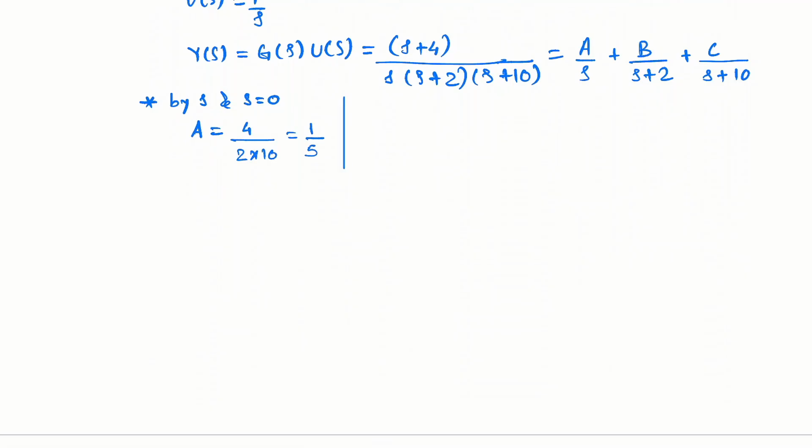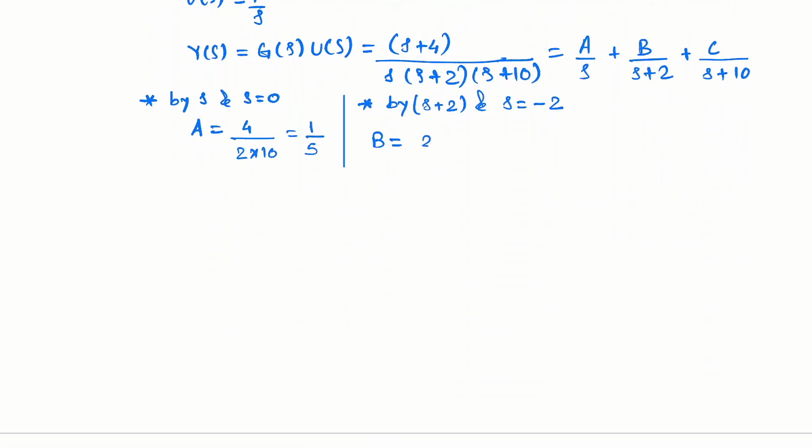Now we'll multiply by s plus 2 and substitute s equals to minus 2. So similarly, the b would be preserved, this term would go to 0 and this term would go to 0. So we'll get an expression for b. In the numerator, let's put s equals to minus 2. Numerator is 2, s is minus 2, and s plus 10 would be 8. So this is minus 1 over 8.